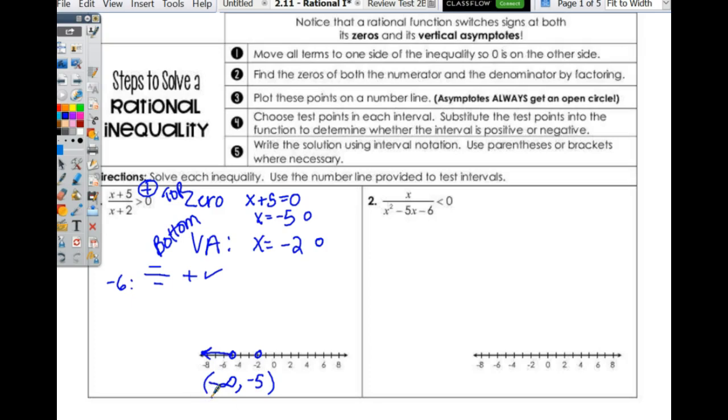Then I'm going to test this interval right here, the middle interval. All right, so if I test negative 3, if I put negative 3 on top, I get a positive. If I put negative 3 on bottom, I get a negative. So positive divided by negative, so that's a no. So I don't want that interval. So I'm going to test over here. So if I choose 0 on top, I get a positive. On bottom, I get a positive. So that makes positive, and that's what I'm looking for. So I want these.